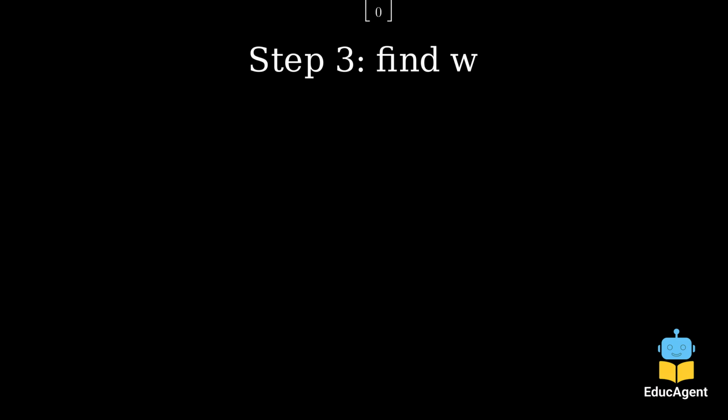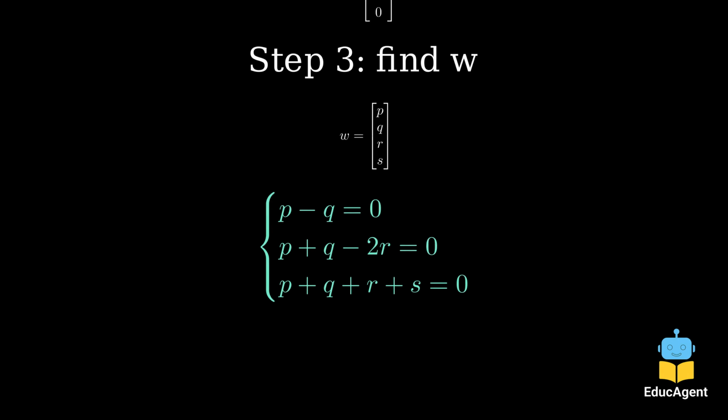Finally, we find w that is orthogonal to n, u, and v. Let w have unknown entries p, q, r, s. Orthogonality with u gives p minus q equals 0. With v gives p plus q minus 2r equals 0. With n gives p plus q plus r plus s equals 0. Solve these in order. Solving yields p equals q equals r and s equals -3p. Choosing p equals 1 gives this w.